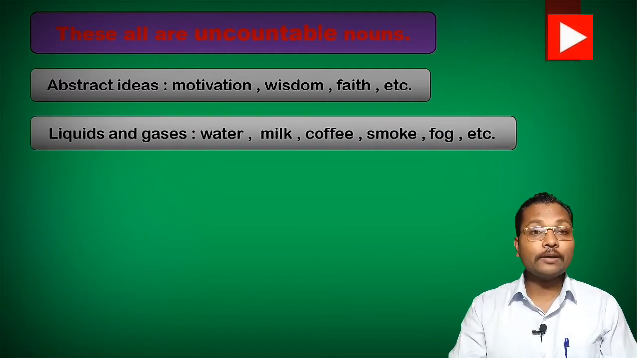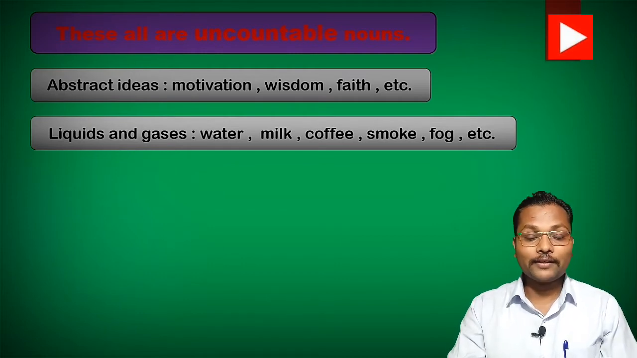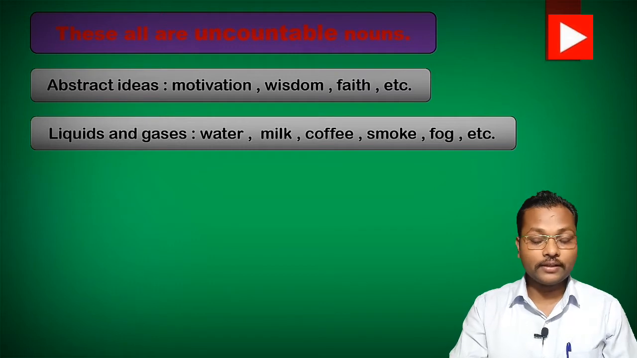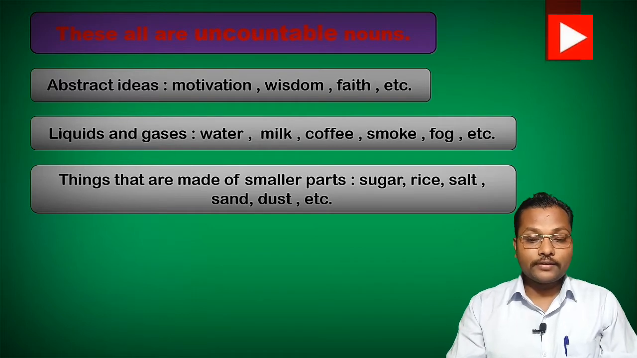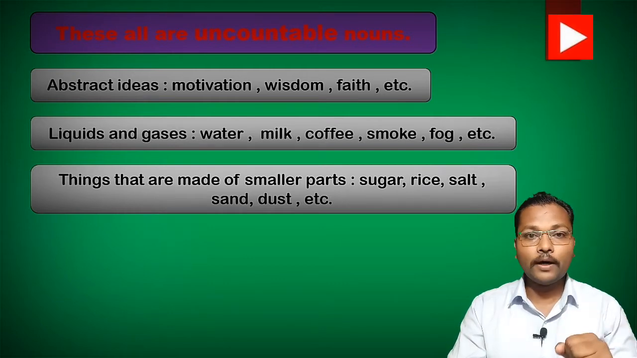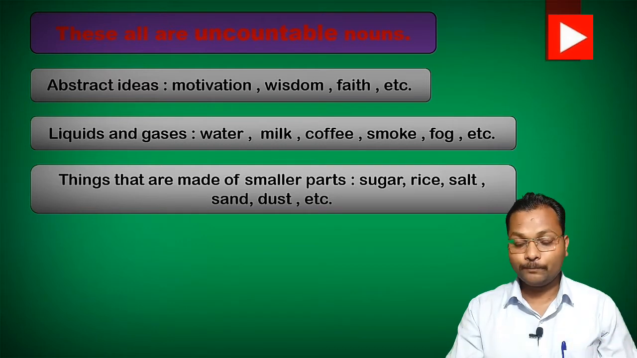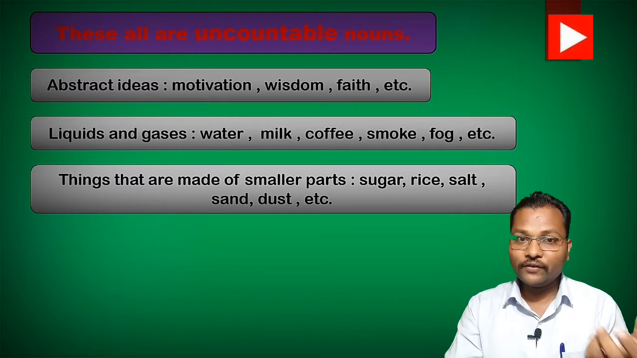Liquids and gases. Some liquids and gases are uncountable like water, milk, coffee, smoke, fog, etc. We never say 1 fog or 2 fogs, 3 fogs. Therefore, these are uncountable nouns. Things that are made of smaller parts like sugar, rice, salt, sand, dust, etc. So, the things that are made of small parts are uncountable nouns. These nouns are difficult to count because of large quantity or large numbers. It becomes difficult to count them.